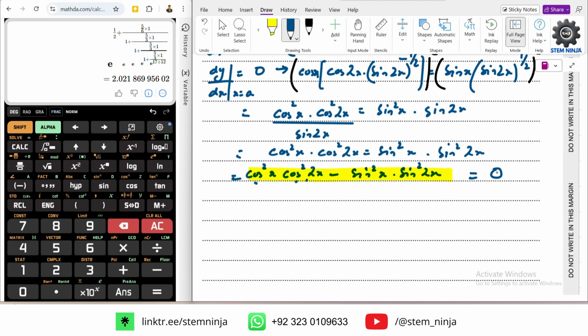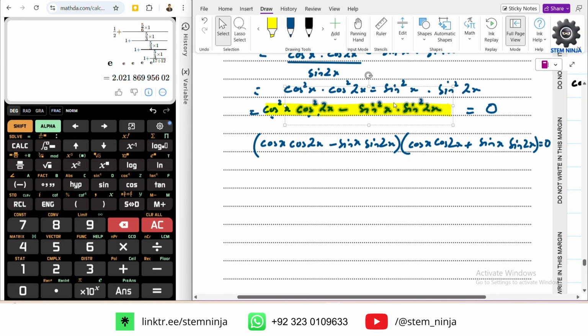Now, let's try a simpler way to handle this. So this appears to be a difference of squares. So let's go cos of x cos of 2x minus sine of x sine of 2x times cos of x cos of 2x plus sine of x sine of 2x equals 0.